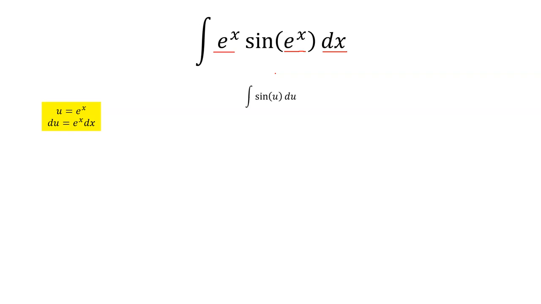The antiderivative of sine of u du. Now, the antiderivative of sine of u is just the negative cosine of u plus c. Now we back substitute for u. We end up with y is equal to the negative cosine of e to the x plus c.